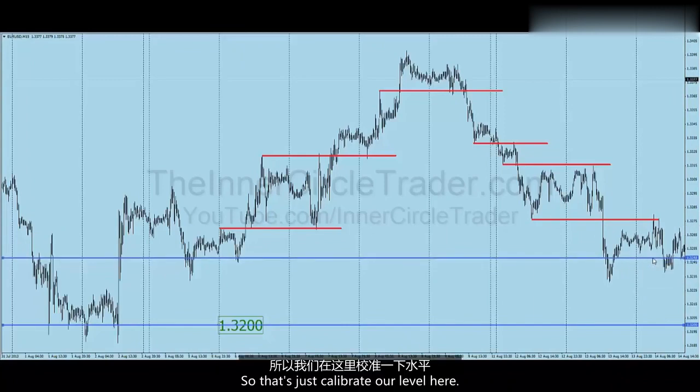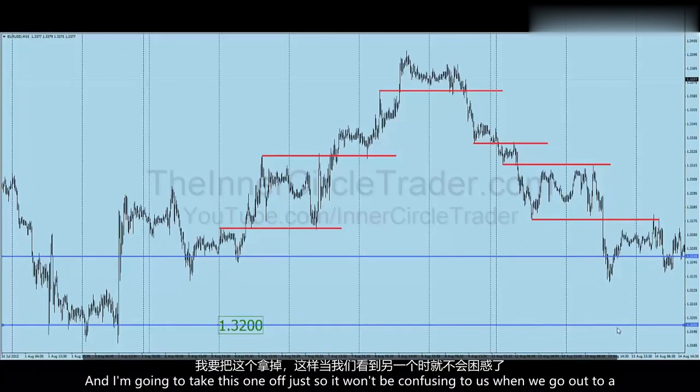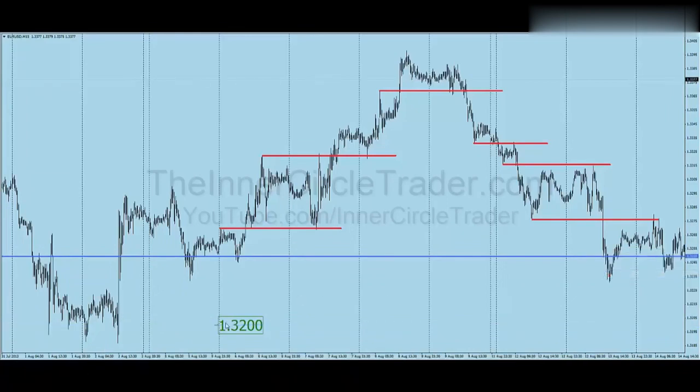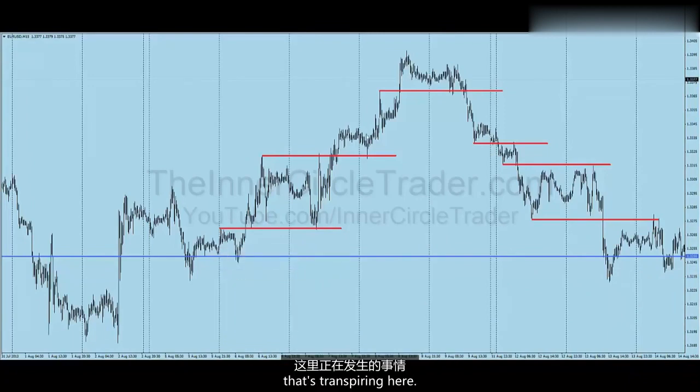So let's just calibrate our level here. Okay, we're going to leave that there. And I'm going to take this one off just so it won't be confusing to us when we go out to a higher time frame chart, because I want to illustrate what it is that's transpiring here. And now up here, if you look over here on the right hand side, this is essentially the 134 figure.